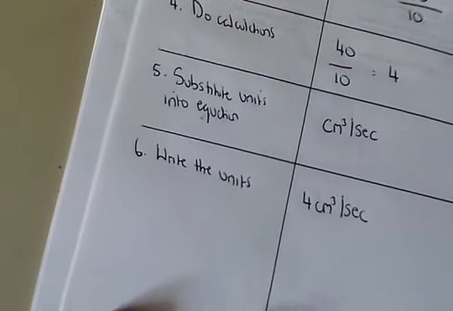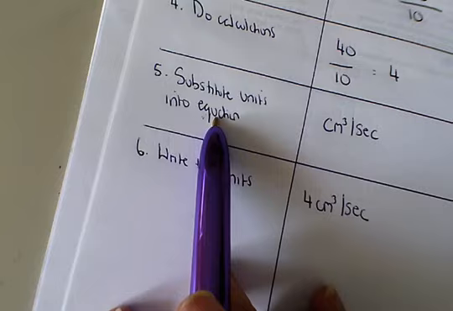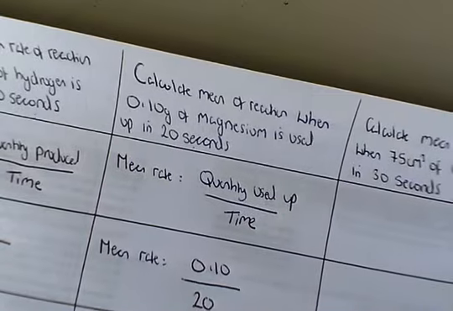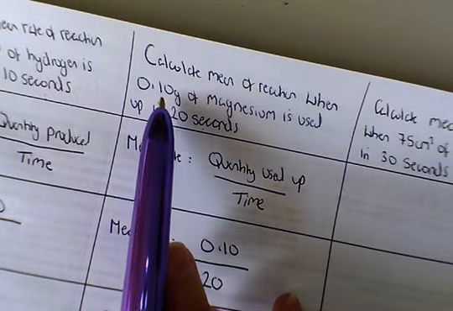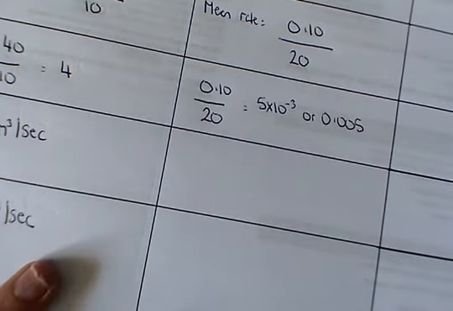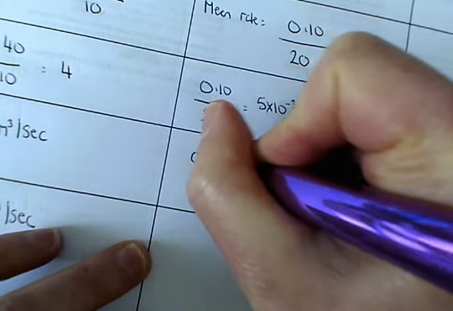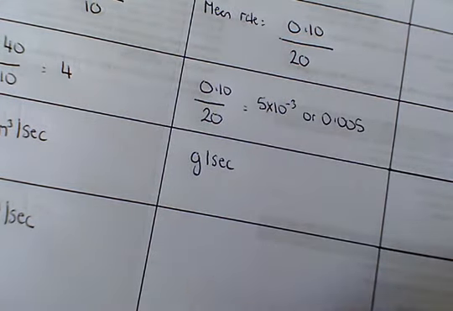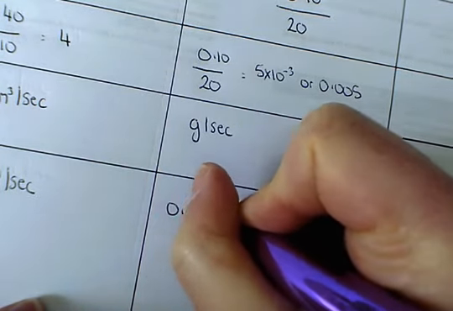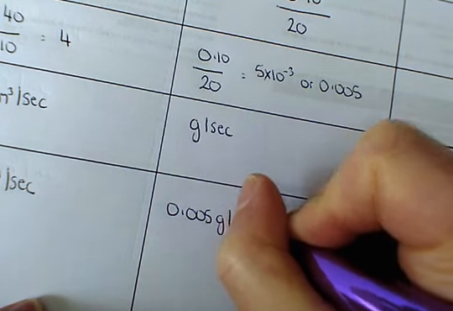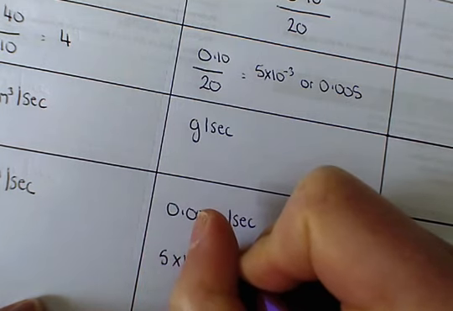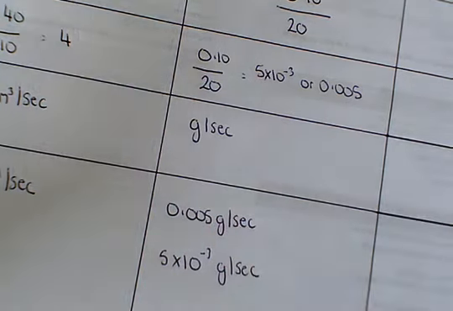Then we're going to look really carefully at the question and substitute the units from the question into the equation. So here we have: calculate mean rate of reaction when 0.10 grams is used up in 20 seconds. So my units are grams per second. So putting all my work together, it becomes 0.005 grams per second. Or you can have written it as 5 times 10 to the minus 3 grams per second. Okay.